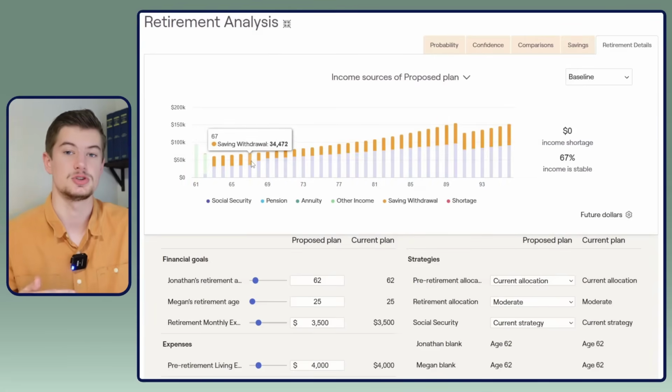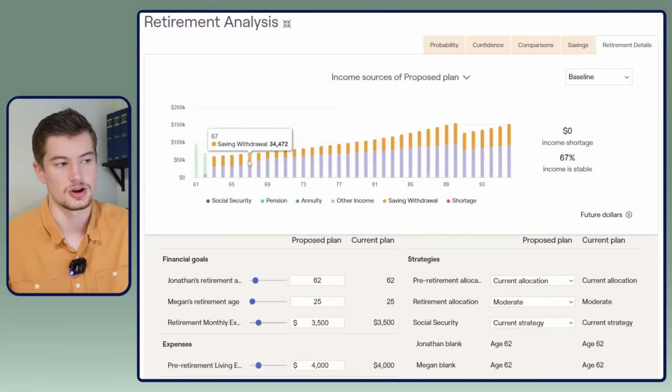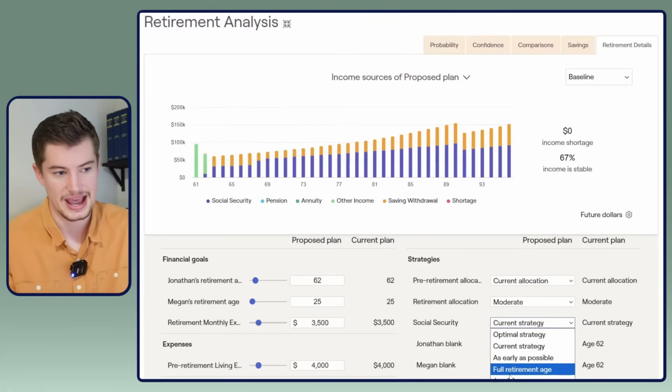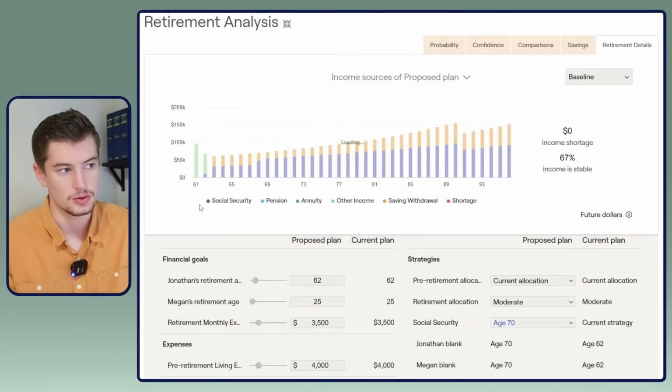So it's actually able to take some stress off of the portfolio to perform in those early years, or if there's a downturn, it gives it more time to recover. So this is a potential benefit for him to consider. If we look on the contrary at if they took it at age 70, what happens?